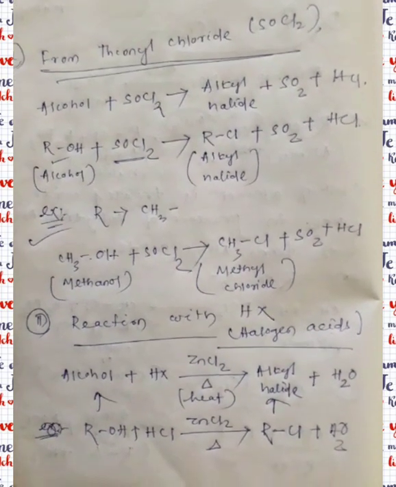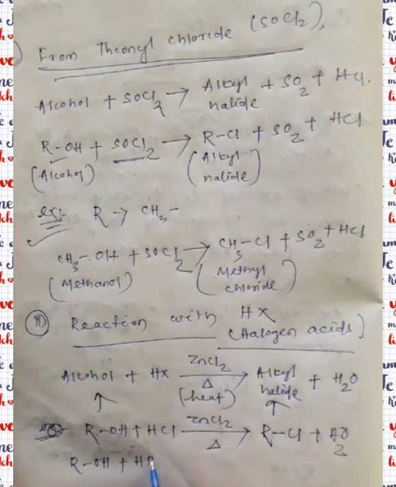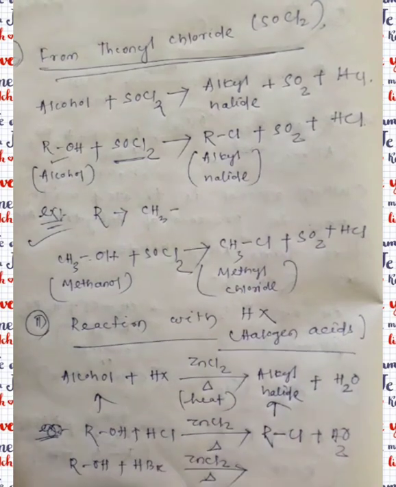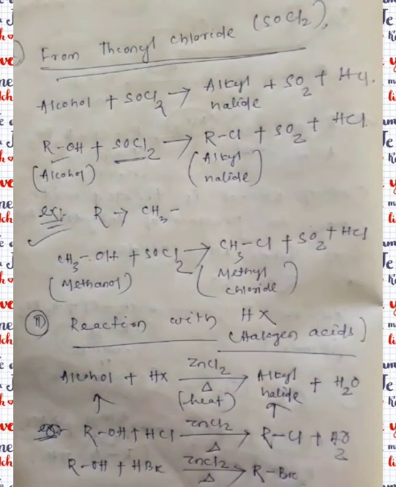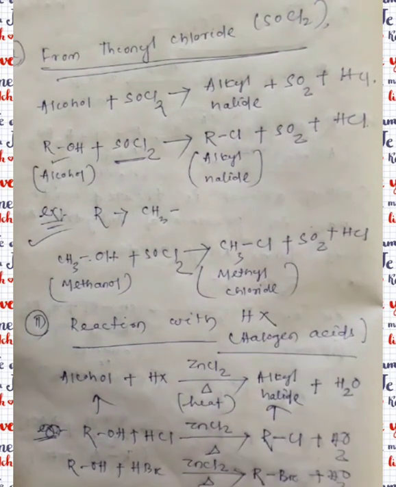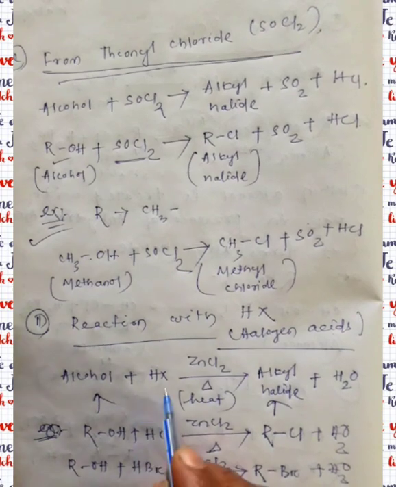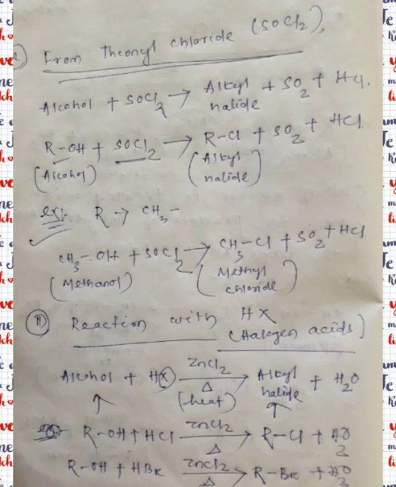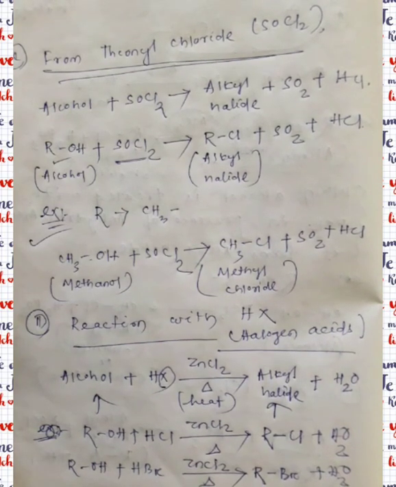Now you can take another example, that is ROH plus HBr, in presence of same reagent, that is zinc chloride and heated, it forms RBr plus water. This is the reaction. You can take X as chlorine, X as bromine, X as iodine, any halogen atom. So we can take an example of this reaction.